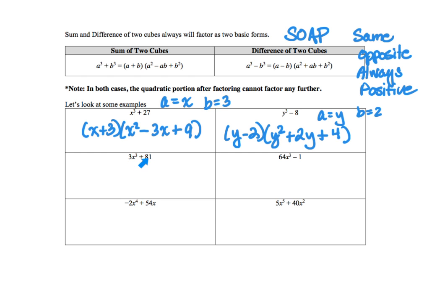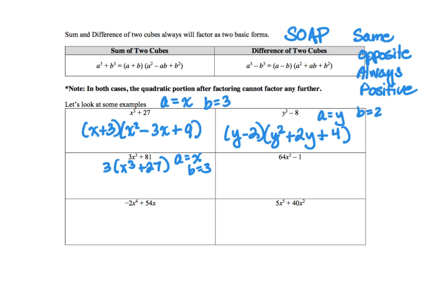You'll notice 81 is not a perfect cube, and neither is 3x cubed, but there is a GCF, and that GCF is 3. So first I'm going to factor out a GCF. Remember, that's always your first step. So 3 times the quantity x cubed plus 27, since 81 divided by 3 is 27. Now I have the sum of cubes, where a is x and b is 3.